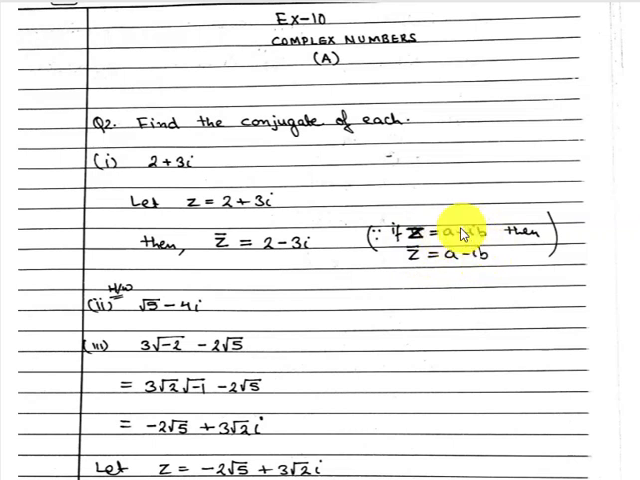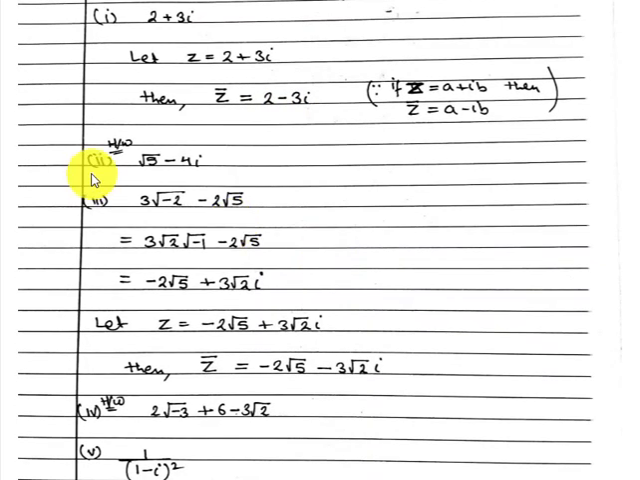That means whatever sign you have over here for that complex, for conjugate this sign would get changed. So here z is equal to 2 plus 3i, so conjugate will be z bar is equal to 2 minus 3i. Clear? This I have left as homework for you.